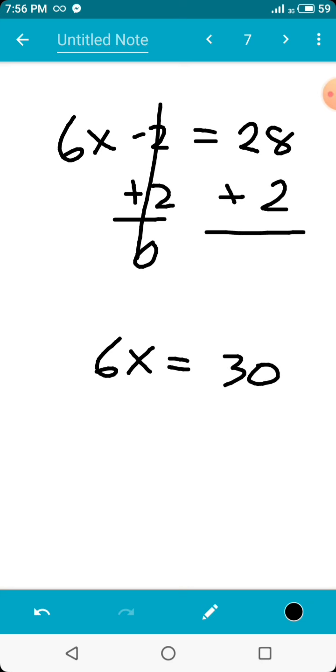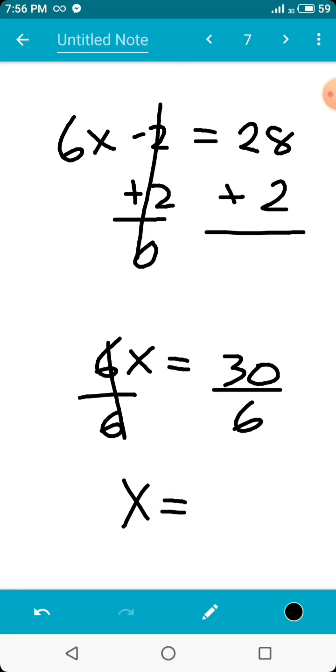Okay? So, we need to cancel 6 by dividing by itself. So, yung natira na lang ay x. And then, mag-divide din tayo sa kabila. 30 divided by 6, that is 5. So, the value of x is 5.